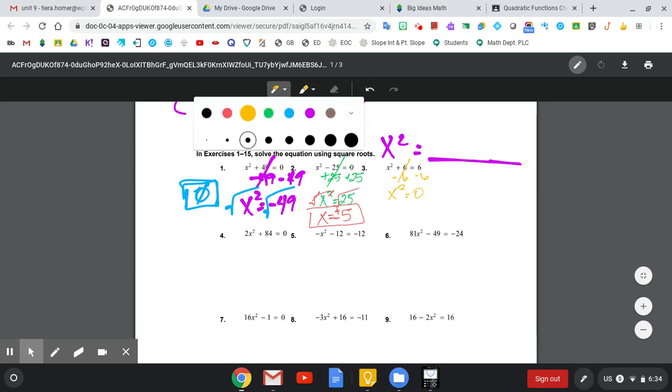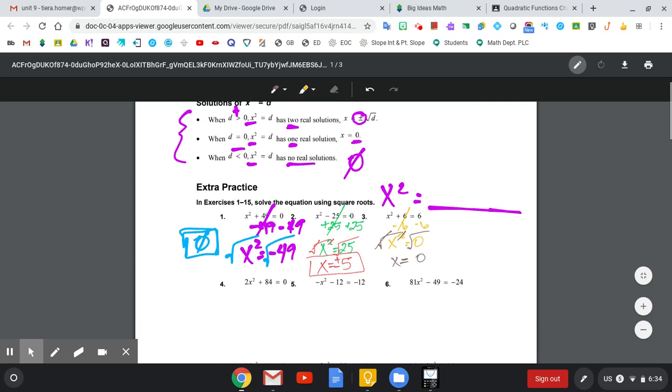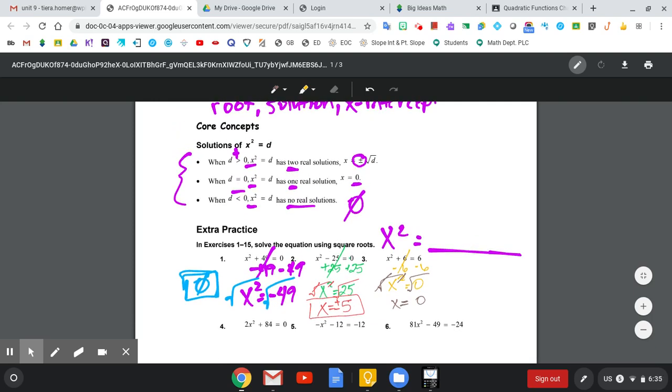Now we just want an x on an x squared. To get rid of that squared, we're going to take the square root. Taking the square root and squaring undo each other, so this is just an x over here. Then the square root of 0 is 0. And we know there's not going to be a plus or minus sign here because 0 is neither positive nor negative. Also up here on the second one, it talked about if your d is a 0, then you're only going to have one solution, which is a 0.